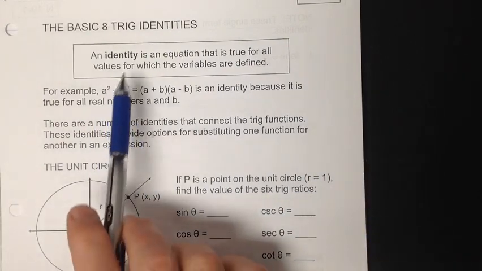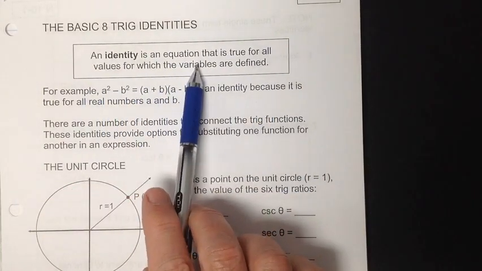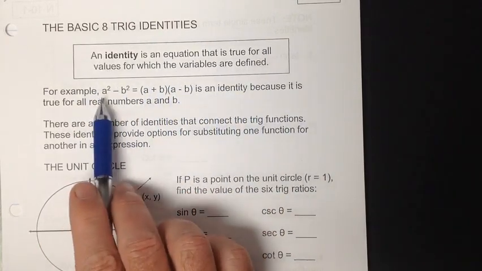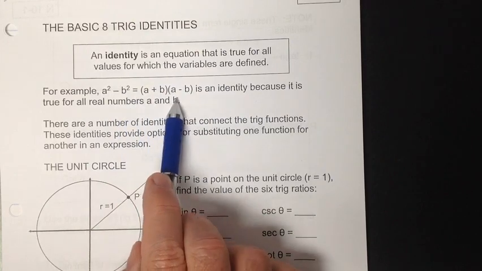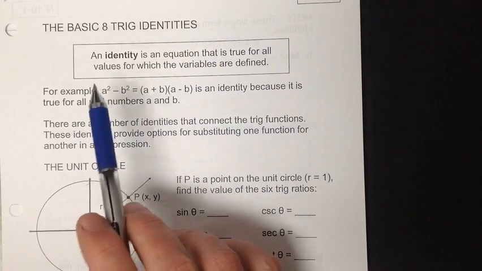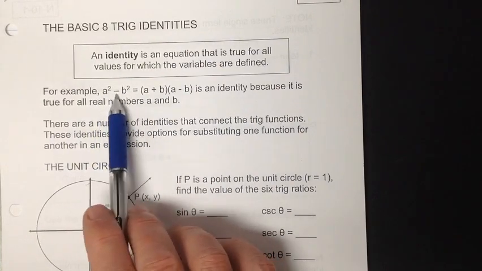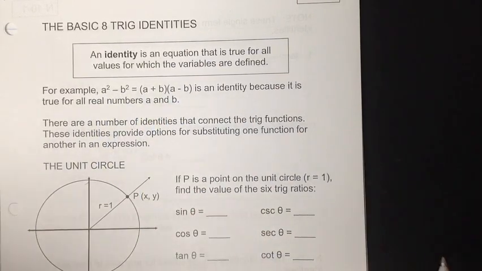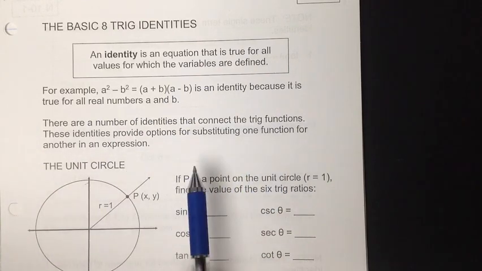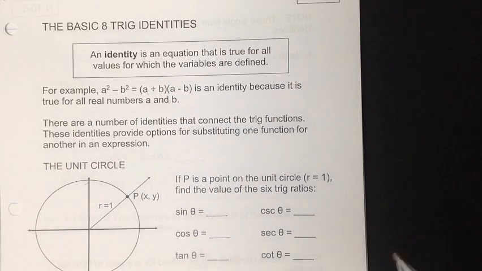So let's define what an identity is first. An identity is an equation that is true for all values for which the variables are defined. For example, a squared minus b squared equals a plus b times a minus b is an identity because it is true for all real numbers a and b. Plug in any real number a or b and this will be a true statement, okay? There are a number of identities that connect the trig functions. These identities provide options for substituting one function for another in an expression. And this is what we'll do. We'll just be substituting, based on the identities, we'll use a lot of substitution throughout this stuff.